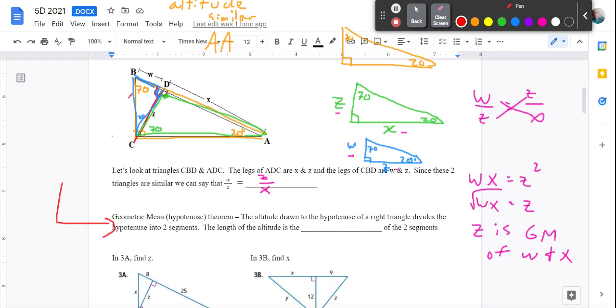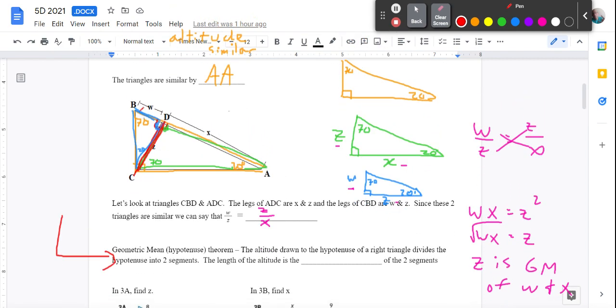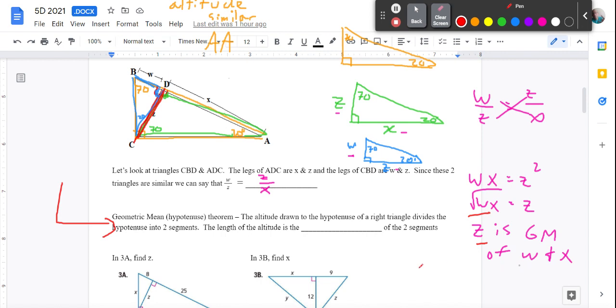Well, going back to this triangle here, Z was the altitude, right? Now this altitude Z is going to cut my big hypotenuse into two pieces, W and X. We just saw that Z, the altitude, is going to be the geometric mean of W and X. So whenever we have an altitude of a right triangle drawn at 90 degrees from the hypotenuse, the length of the altitude is going to be the geometric mean of the two segments. Again, that goes back to W over Z equals Z over X.